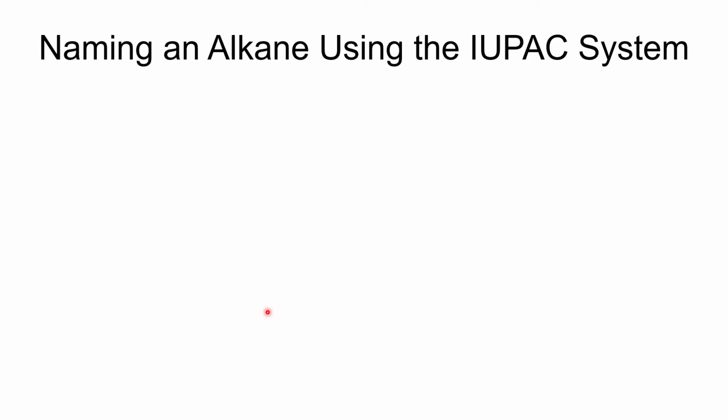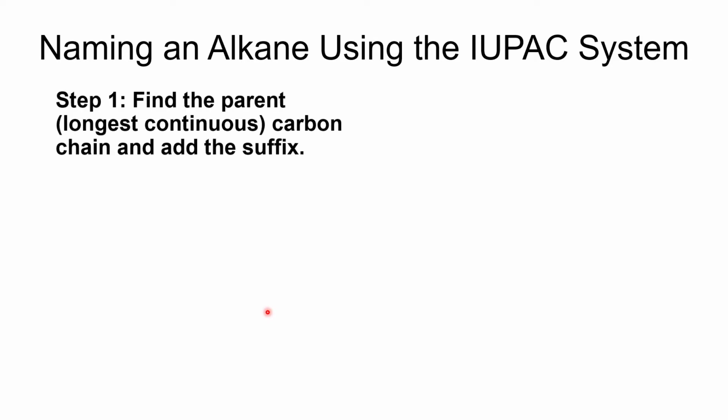All right, so now we want to get to the naming part. How do we go about naming it? Well, the very first step is to find the parent chain, or the longest continuous carbon chain, and then add the suffix. So when we look at a structure like this, we want to count all the possibilities. You don't need to count all of the possibilities. You just need to make sure that there's not one chain that's sneaking in there.